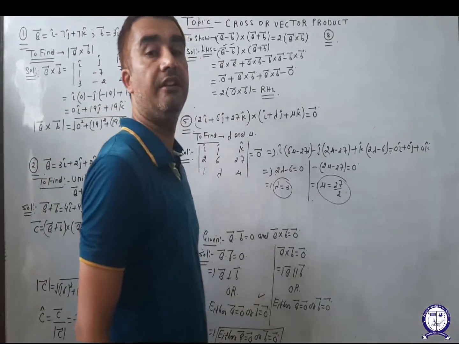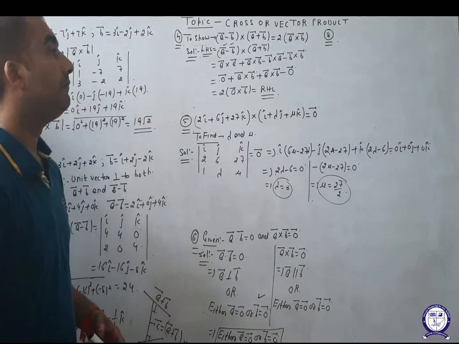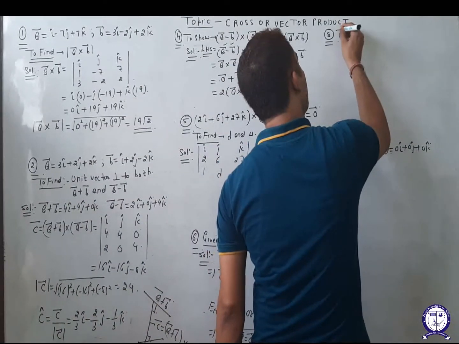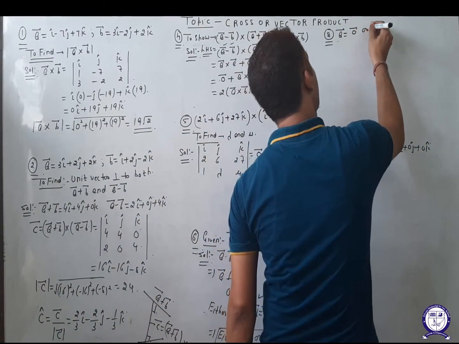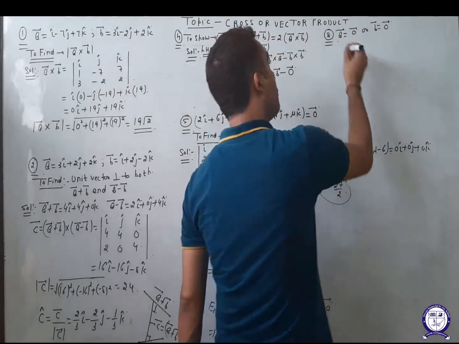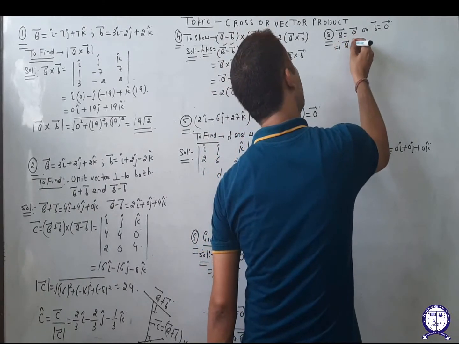Like in the earlier question, we know if any vector is a 0 vector. As you know, if a vector is equal to 0 vector or b vector is equal to 0 vector, its cross will always be 0.